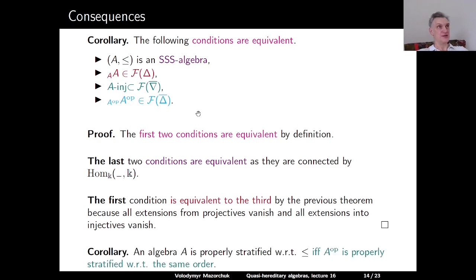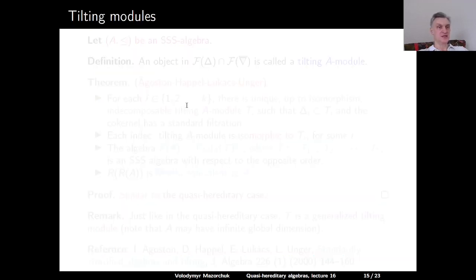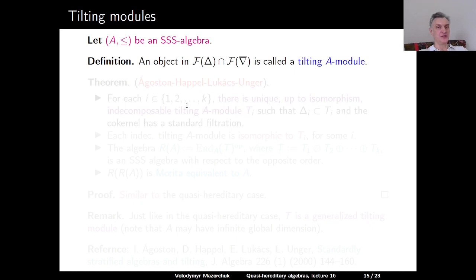But for properly stratified algebras, for those which have both standard and proper standard filtration, we get an easy corollary that an algebra is properly stratified if and only if the opposite algebra is properly stratified with respect to the same order. Now we can discuss tilting modules. Let A be an SSS algebra. Definition: an object in the intersection of F delta and F nabla overlined is called a tilting A module.